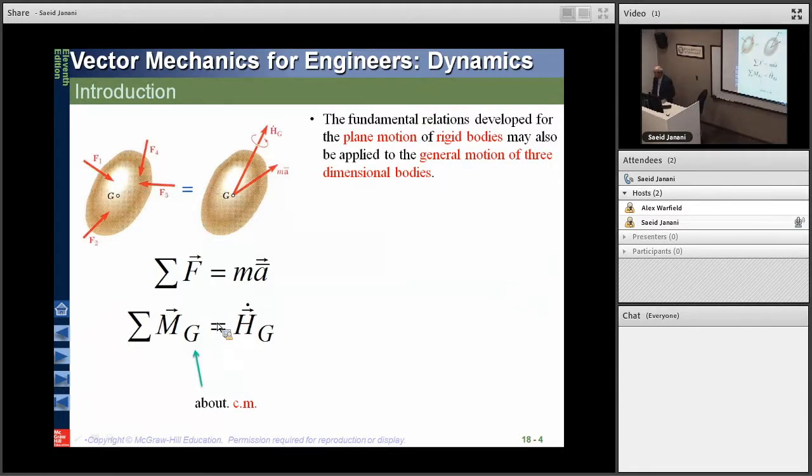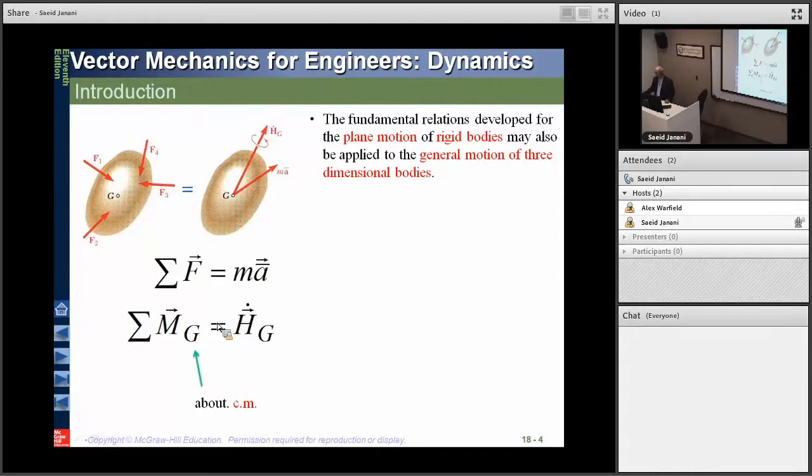So the fundamental relations developed for plane motion, which means if we're talking about x, y, z, then we're talking about only x and y, for rigid bodies may also be applied to the general motion of three-dimensional bodies. The summation of all the forces applied to a rigid body, which is a collection of many particles, with a point G as the center of mass of this rigid body, would be equal to MA.